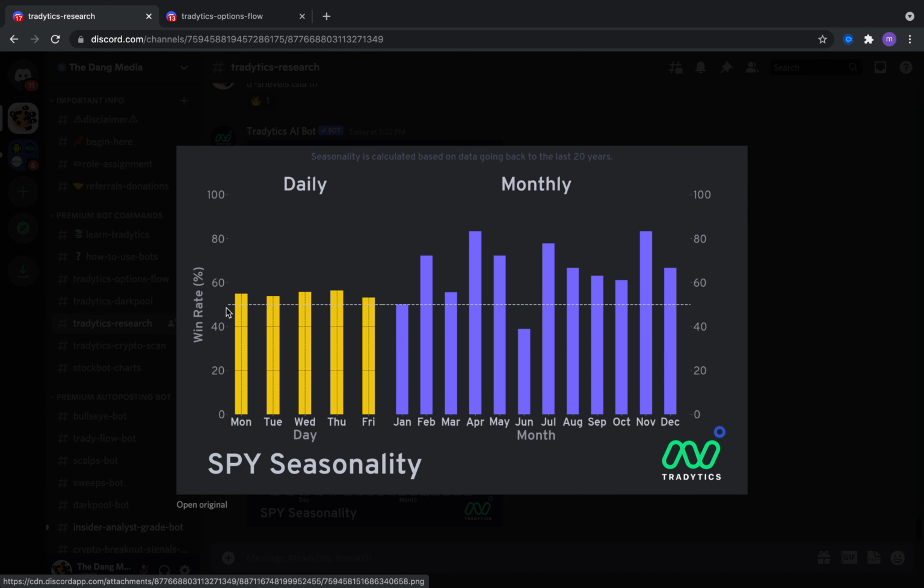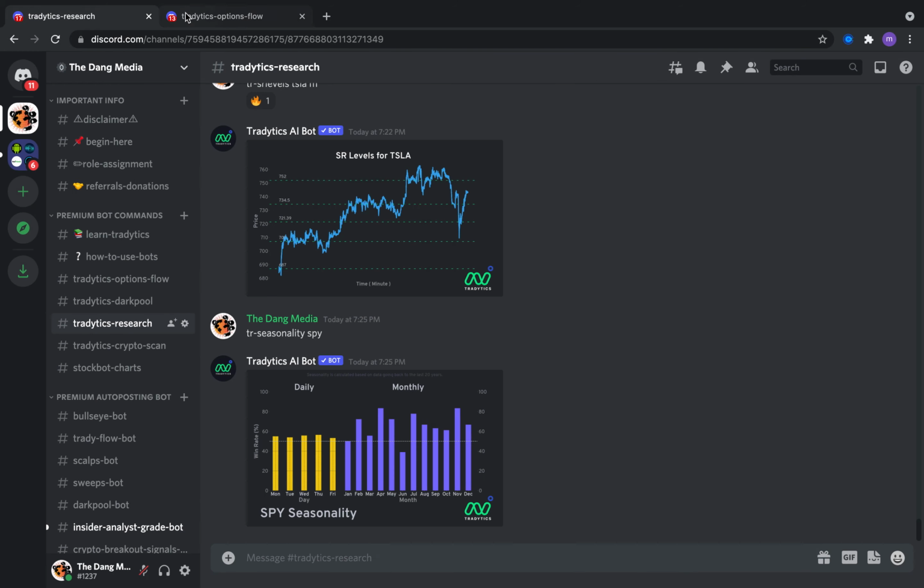So you can see the win rate on the daily, and then the monthly. We can see that the seasonality for June is not that great. It's under 50% win rate, and this data goes back 20 years.